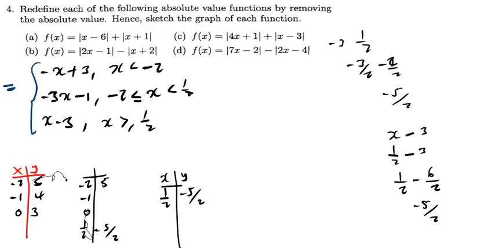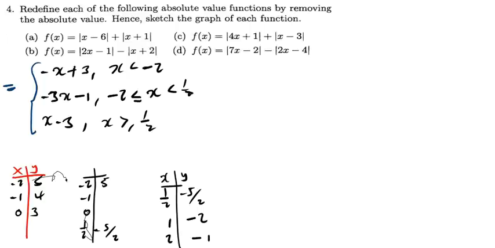Then I need to have another coordinate. Let's just get 1. If I put 1, minus 3, this is going to be negative 2. If I want, I can put 2. 2 minus 3, negative 1. Yeah, negative 1. So from here now I can sketch according to what I have here. I can now have my graph.